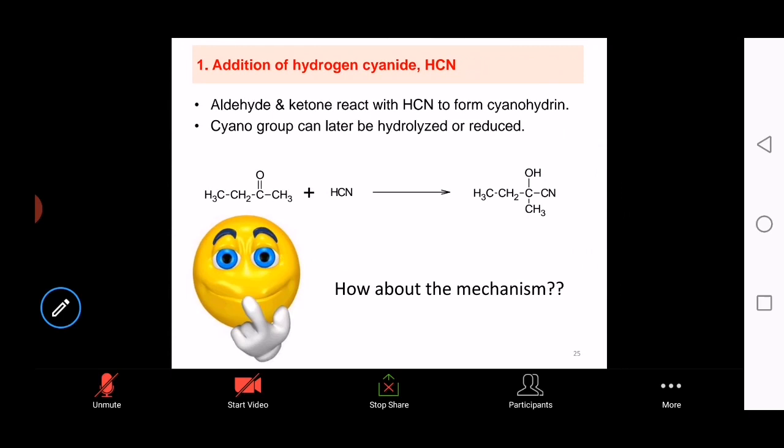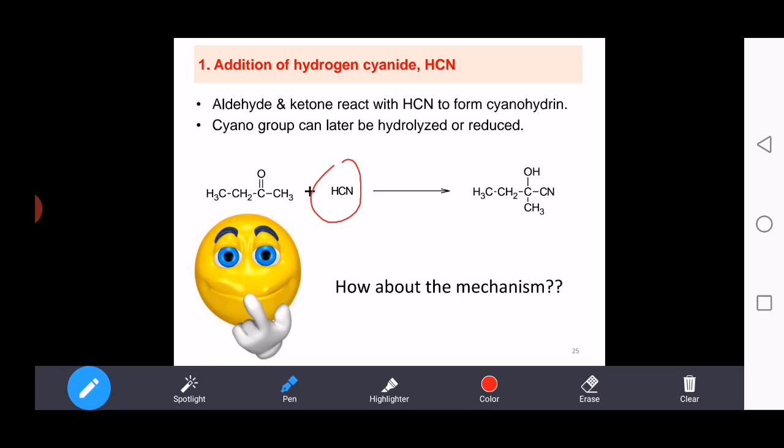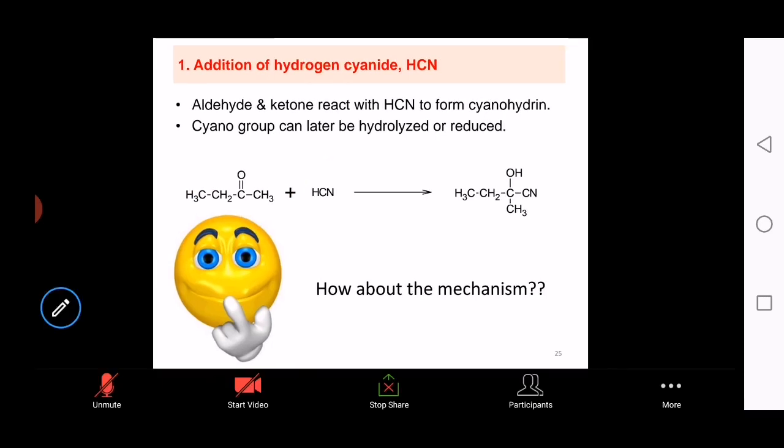So the first one is addition of hydrogen cyanide, HCN. So aldehyde and ketone react with HCN to form cyanohydrin. So cyano group can later be hydrolyzed or reduced. Okay, so awak boleh tengok apa yang berlaku kat sini. HCN ni dia masuk kat dalam you punya ketone. Ni H daripada hydrogen cyanide and then ni CN daripada hydrogen cyanide. Tu dia masuk kat situ. So how about the mechanism? So macam mana dia boleh masuk tu? Kita tengok dia punya mechanism macam mana. So baru boleh nampak sikit.